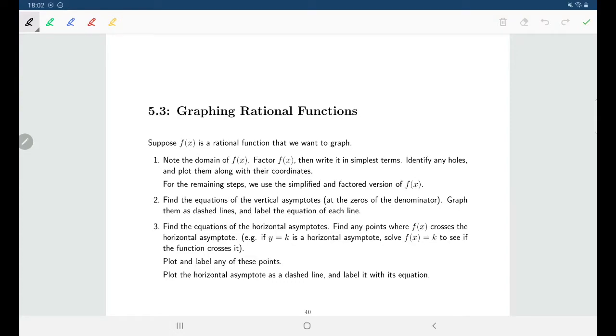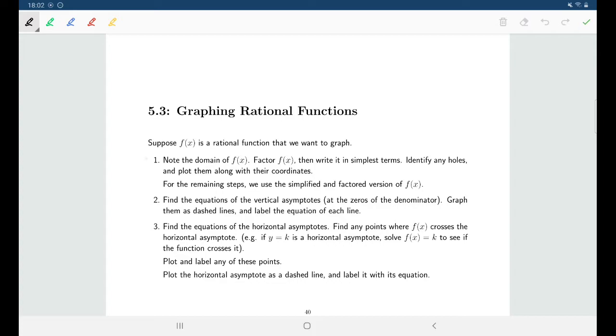Welcome back. In this section, we'll be talking about putting together the clues that we learned in 5.2, holes, vertical asymptotes, horizontal asymptotes, in order to graph a rational function. So this has a little bit more work to it than graphing a polynomial, and that's because rational functions' graphs are a little bit more complicated than polynomial graphs.